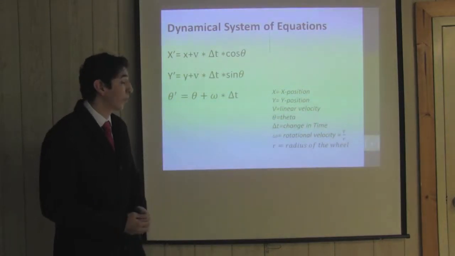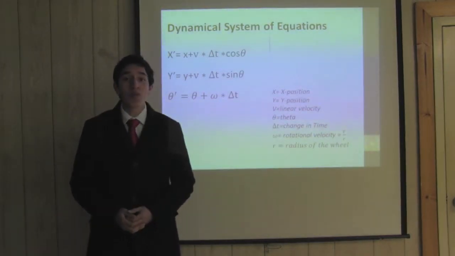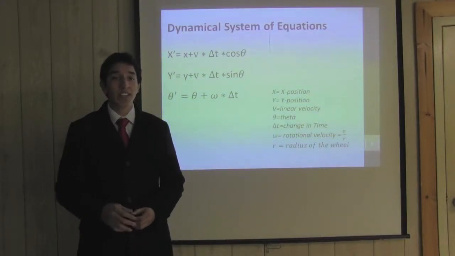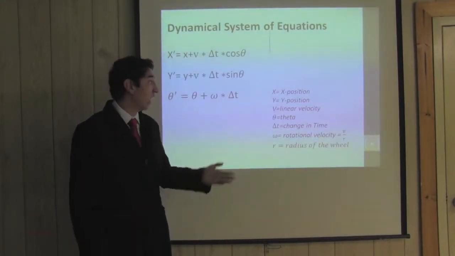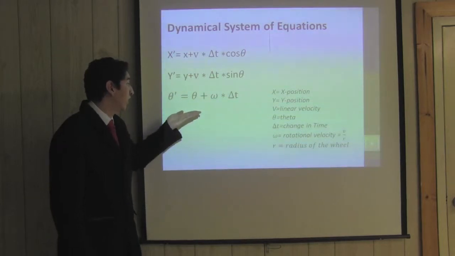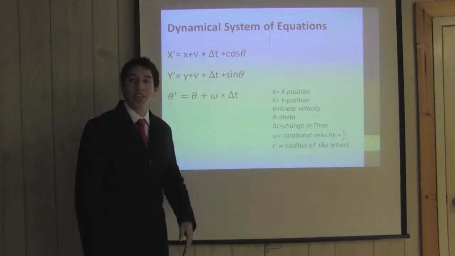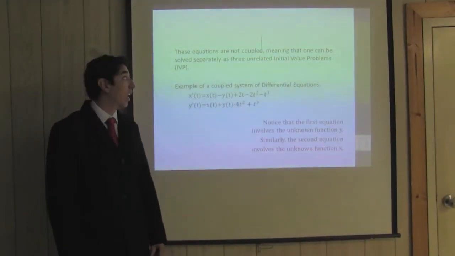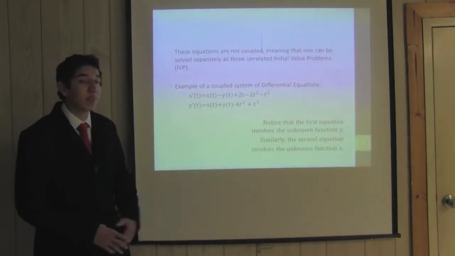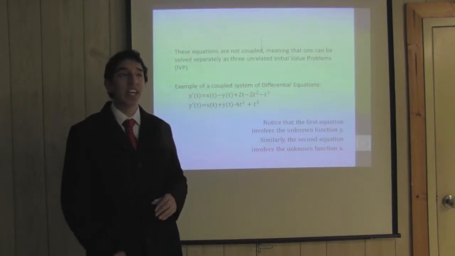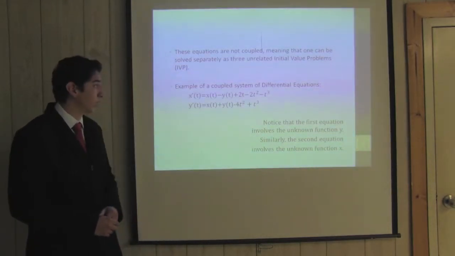This dynamical system of equations describes the motion of the car in order to get to a desired location. The theta in the third equation defines how much the car will rotate in order to make a turn. These equations are not coupled, meaning that each one could be solved separately as three unrelated initial value problems.